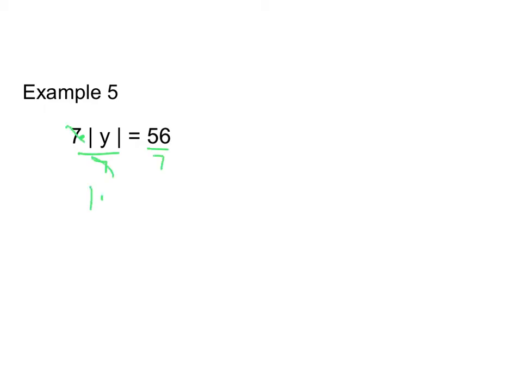That leaves the absolute value of y equals 56 divided by 7, which is 8. So this is how we isolate the absolute value. The second step is to judge. We're judging the answer. Is the answer positive? Yes. So then we can go ahead and split.